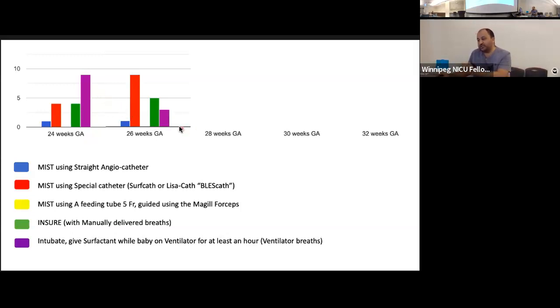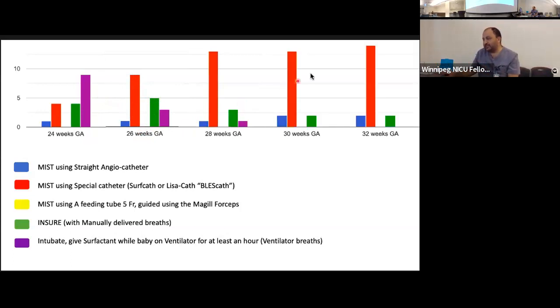And this just changes dramatically at 26 weeks, where people theoretically prefer the MIST, but INSURE is still more predominant in our data, basically. And we can say that the MIST goes up gradually, and it's the most preferred method, theoretically speaking.